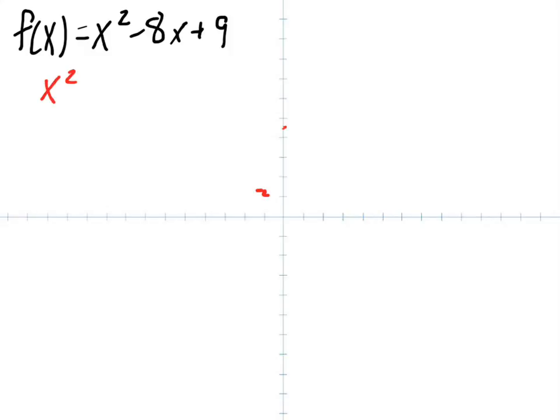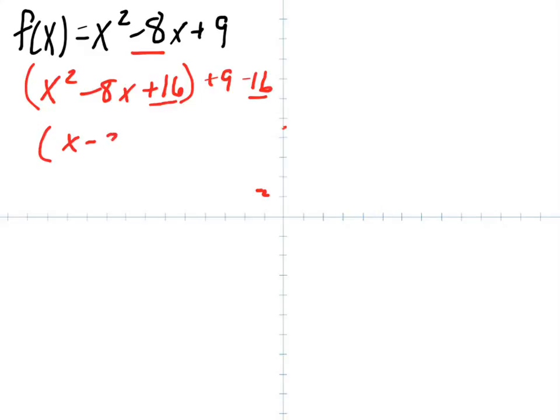Let me do it the old-fashioned way. I'm going to take half of this and square it. So half of that squared is 16. So I'm going to have to also subtract 16. Since I added 16, I have to subtract 16. Remember this, completing the square? Yeah. So it's x minus 4 squared minus 7.